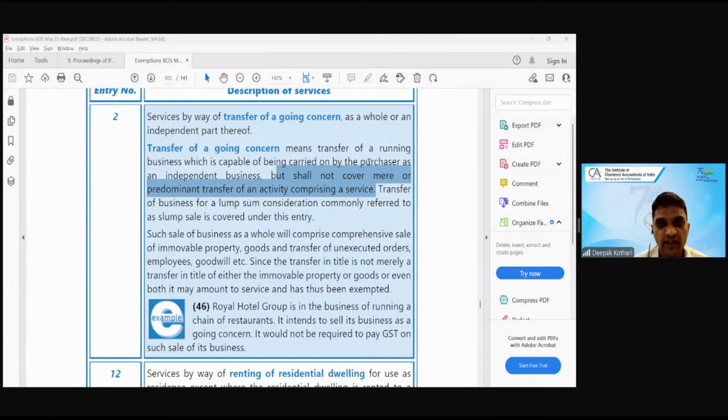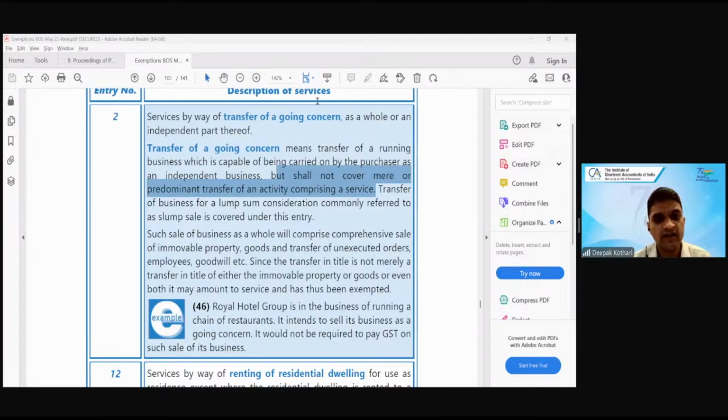Clear, Asta? When the whole business is getting transferred, that is the meaning of transfer of a going concern. Fine. Transfer of a going concern is clear.